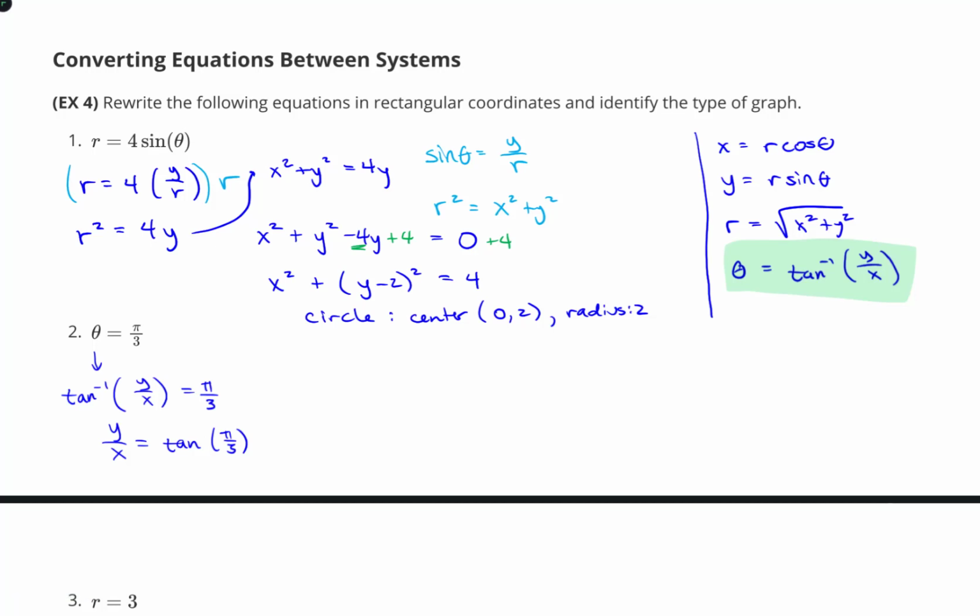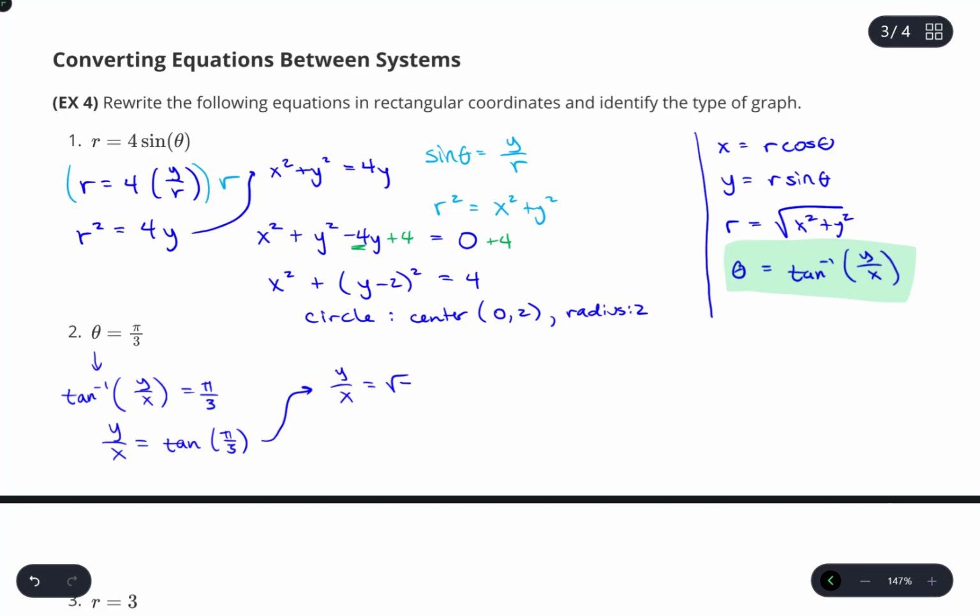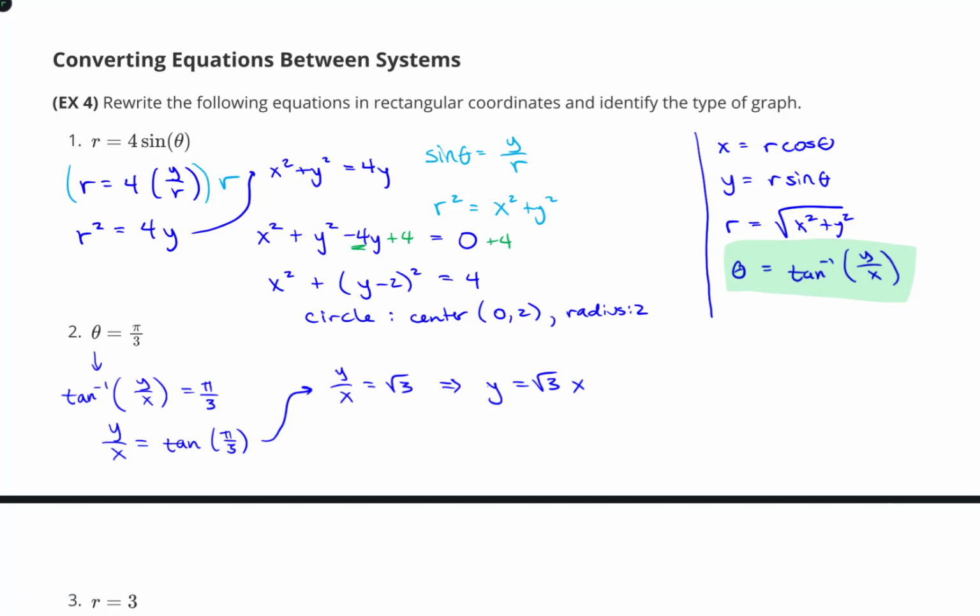Tangent pi over 3 is one that you should recognize, or at least could do sine of pi over 3 over cosine pi over 3. What that results in is the square root of 3. And if I multiply both sides by x, I get y equals the square root of 3 times x. And that's a lot more evident that we have the equation of a line here.